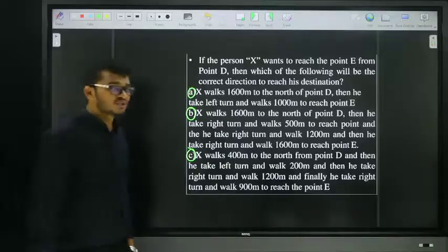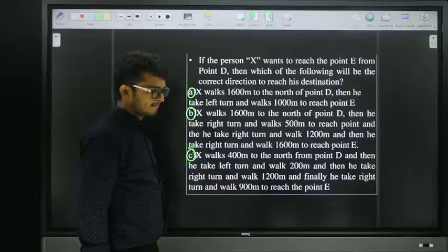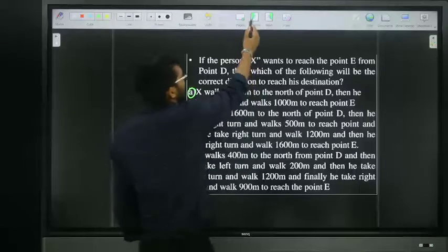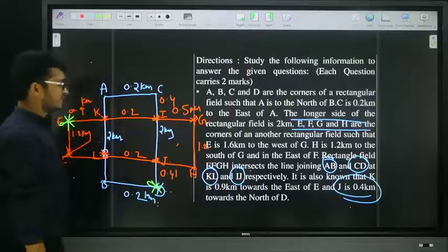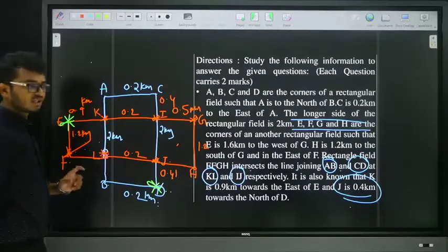Friends, in the first three options, is there any chance? Check here once. In the first three options, is there any chance? Yes or no?